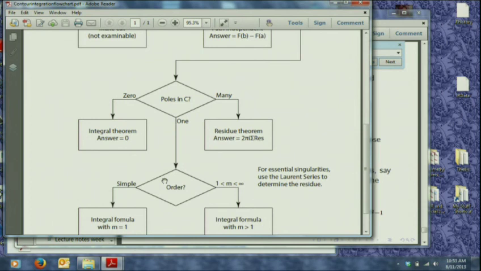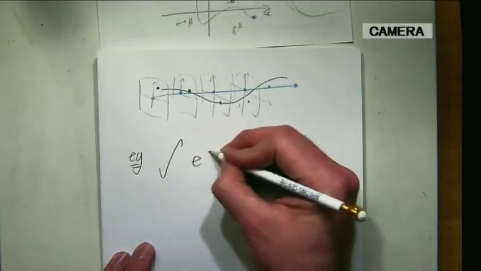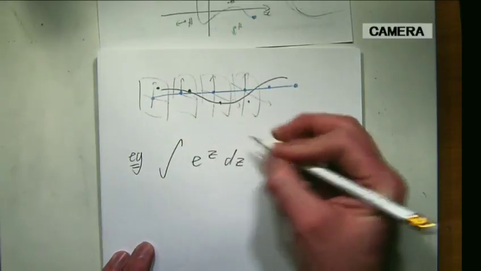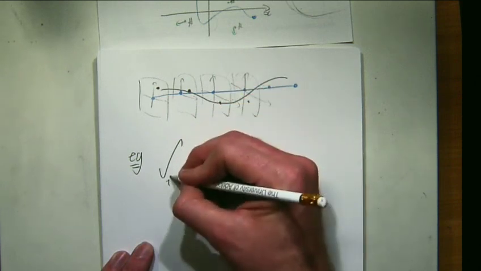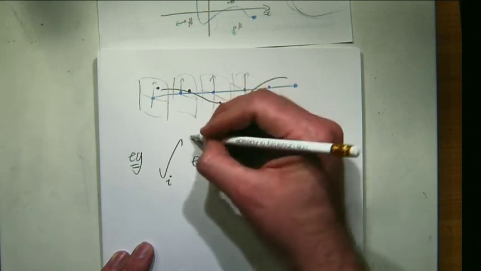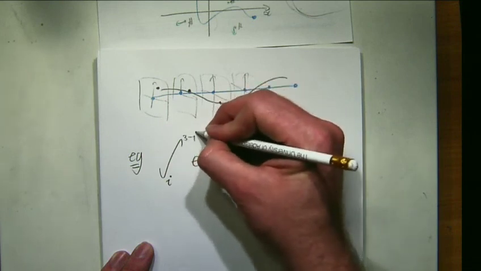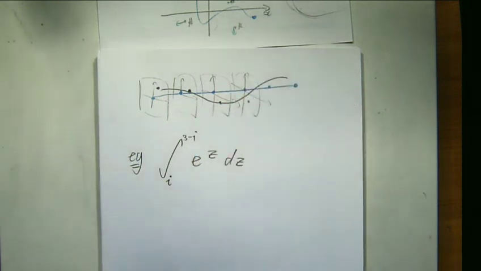But we do have some nice functions. We can go the integral of e to the z from i to 3 minus i. Well, let's look at our flow chart, hey?